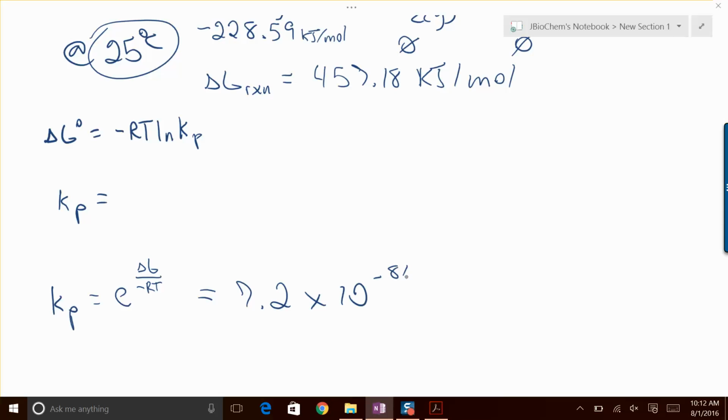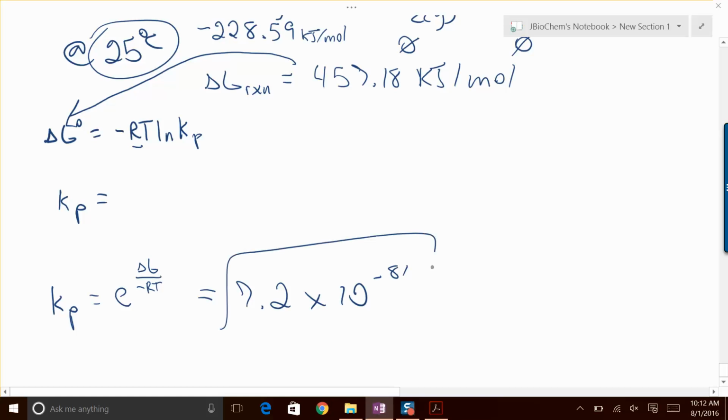For what? G is the 457.18. But you're going to have to convert that to joules to be able to use it with your R, which is 8.314 joules per Kelvin. So the only thing you did wrong. This is 1.2 or 7? I got 1 point. 7.2? No, I got 1 point. It says 7.2.